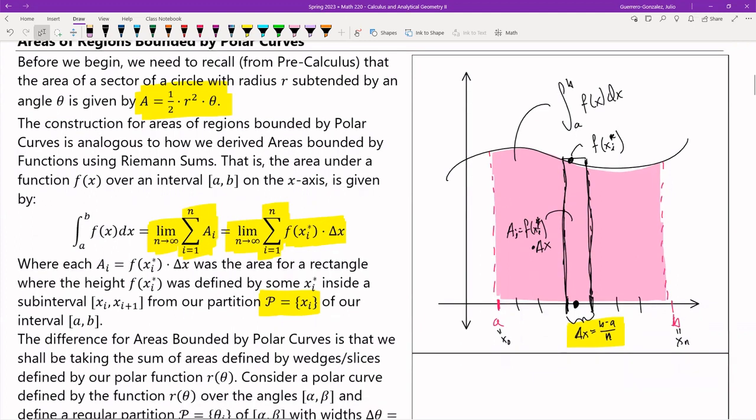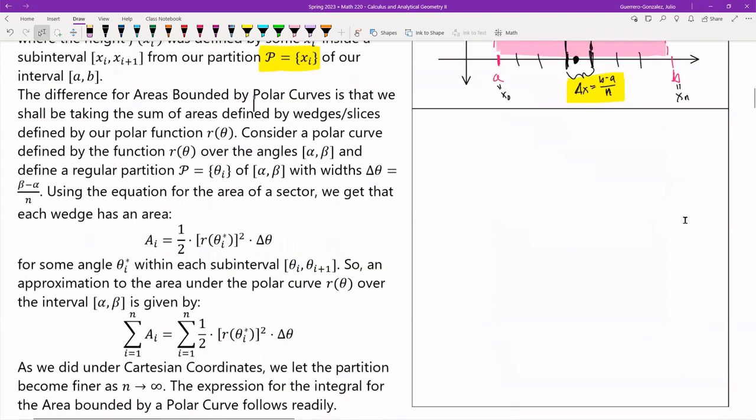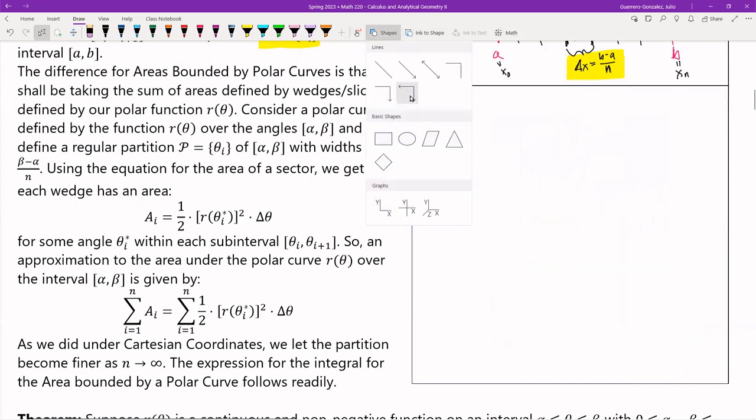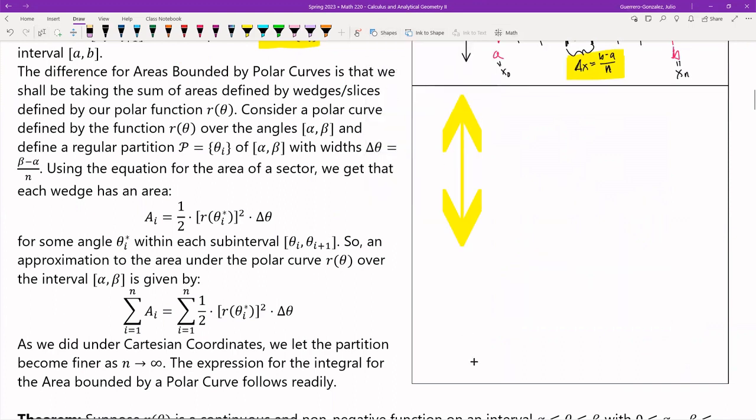So now let's use that same construction for polar curves. I'm going to do the exact same thing. I'm going to have an x and a y, but now just keep in mind that we're messing with, whoa, not that. Let's go ahead and use a pen.